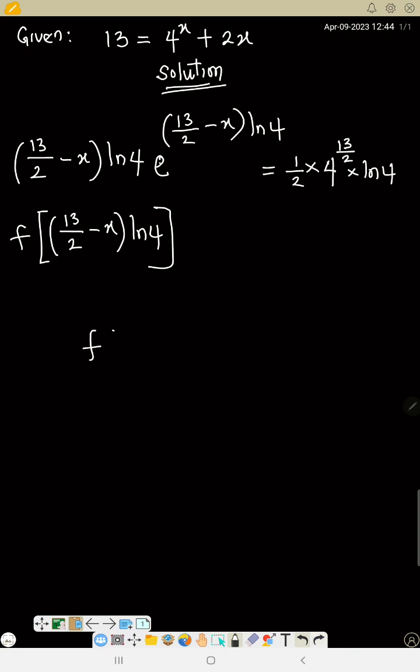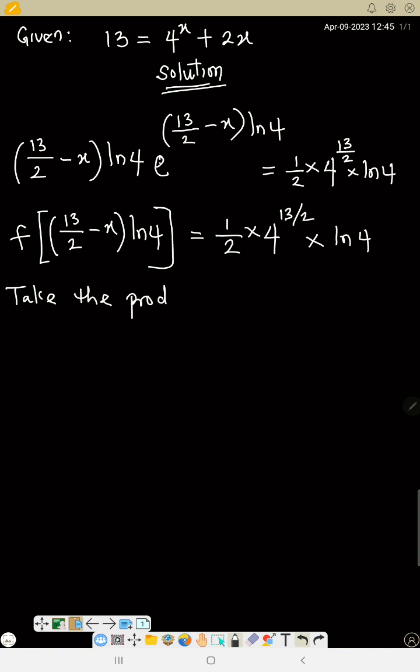Just like f of s is equal to s e raised to power s, it is equal to 1 over 2 times 4 raised to power 13 over 2 times ln 4. So take the product log of both sides.